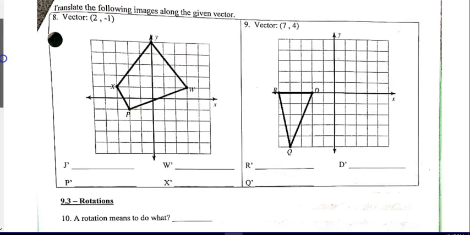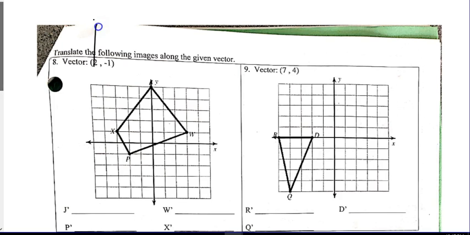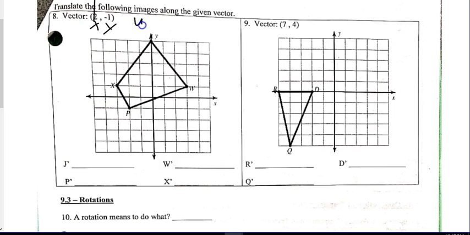All right, translate the following images along this vector. So this is x, whoops, that's x, that's y. So this is going to mean right 2, my bad, the x-coordinate means right and left, and negative 1 means down 1. So I'm going to move every point right 2, down 1. So starting at this point, I'm going to move it right 2, down 1. There's my new point.